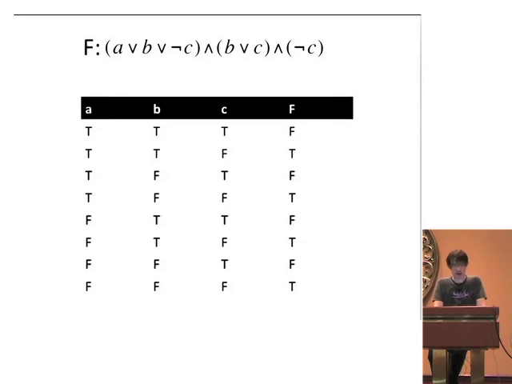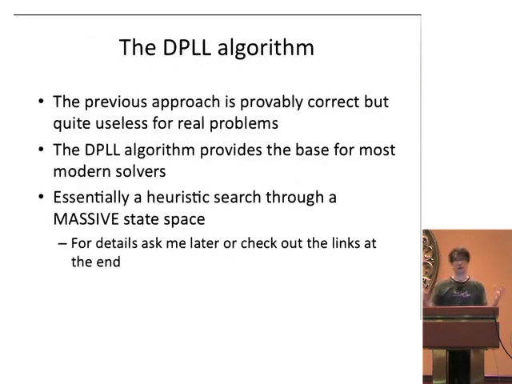It's called the DPLL algorithm. Basically, it's just a massive search through a huge state space. They never actually explicitly represent the entire formula. Realistically, if you want to use these tools, you don't need to know a whole lot about this. You can treat it like a black box.